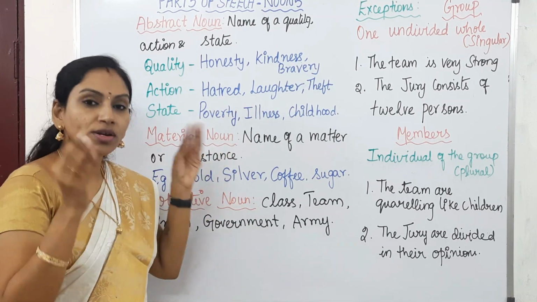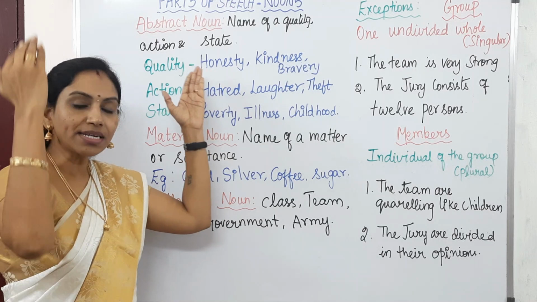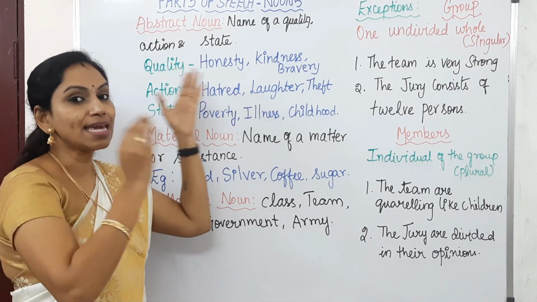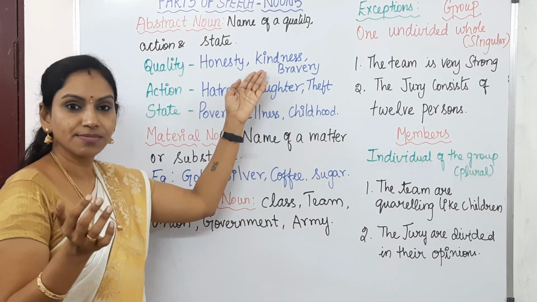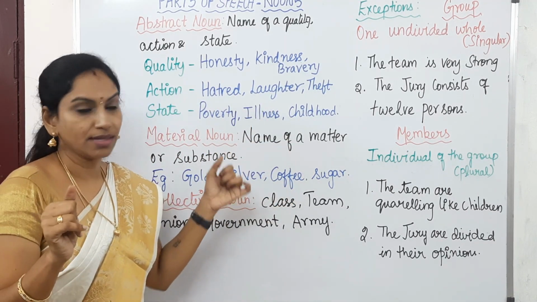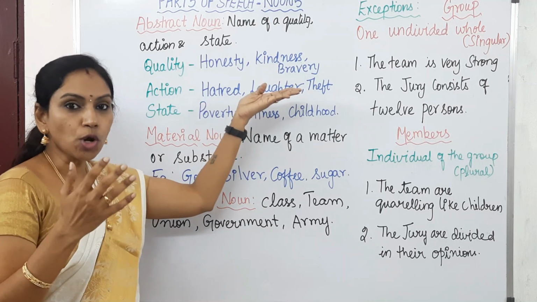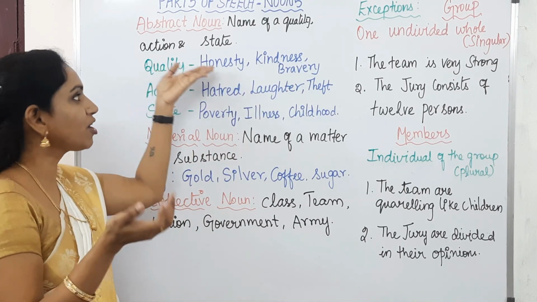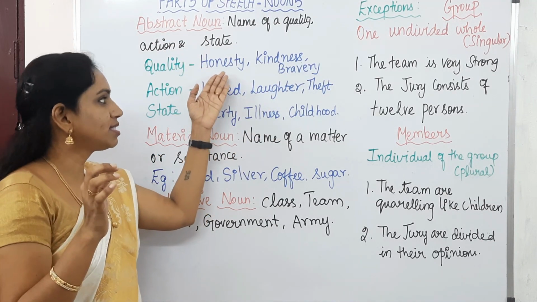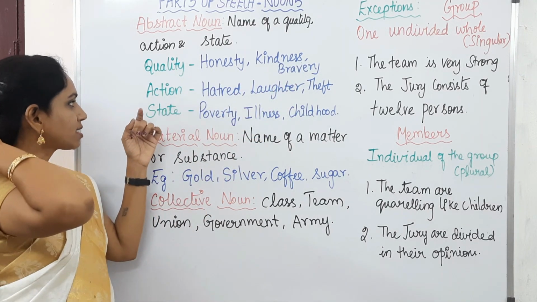The noun or the word that denotes the quality of a person. For example, a particular boy is very honest: honesty. He is so kind: kindness. King Akbar is a very brave king: bravery. So these words talk about the quality of a person, and they are called abstract nouns. Honesty, kindness, bravery.